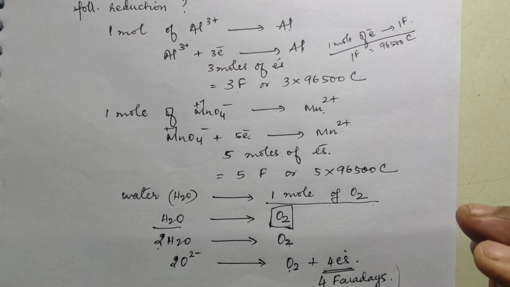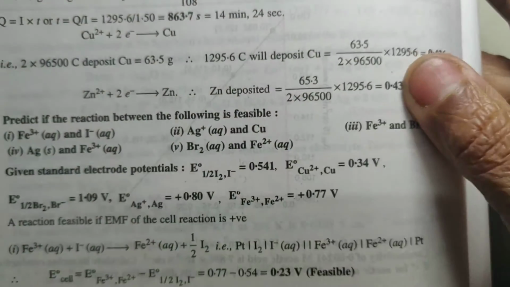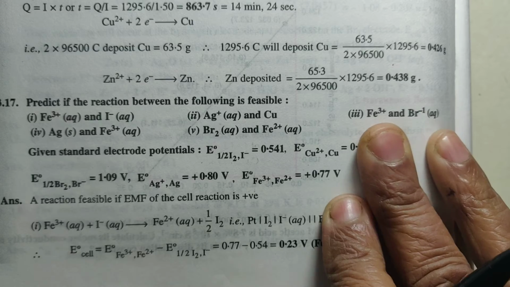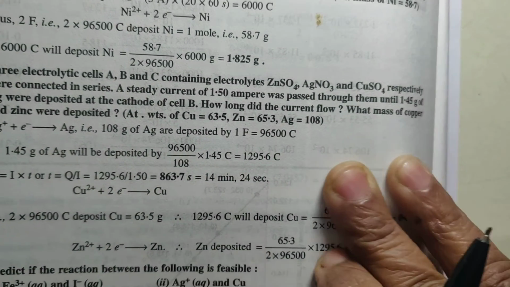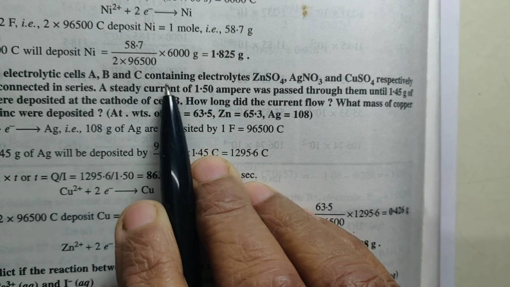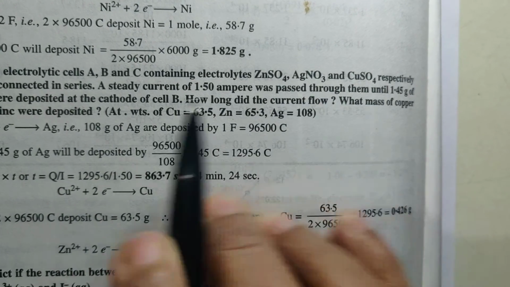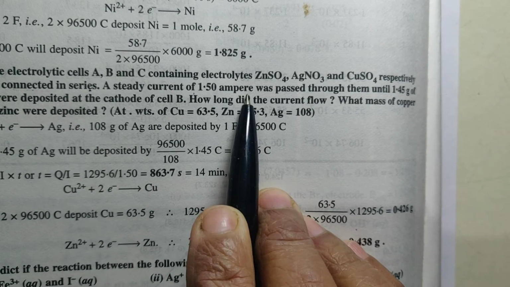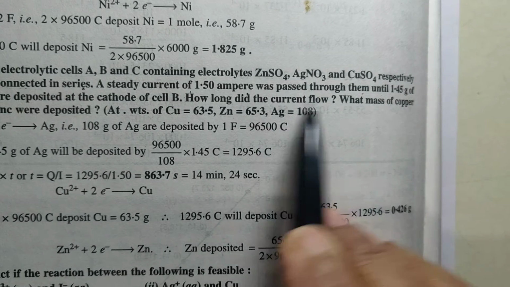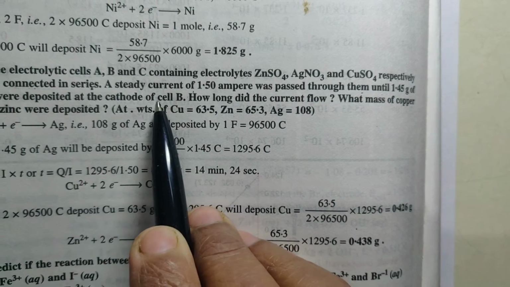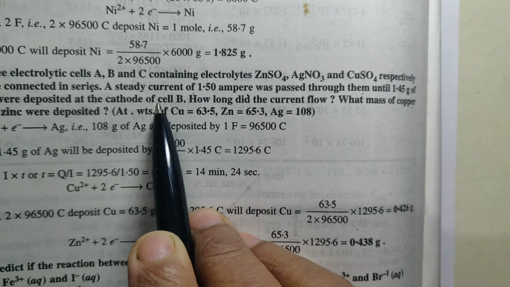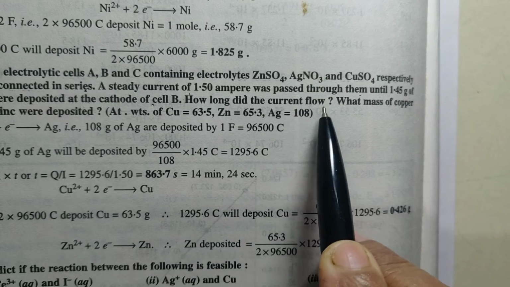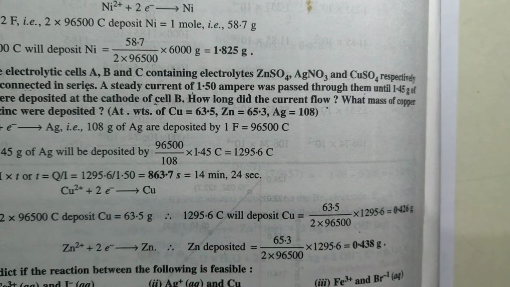Now, your NCERT question. There is an equation. 3 electrolytic cells A, B and C containing these electrolytes were connected in series. Now a steady current of 1.5 ampere was passed through them until 1.45 gram of silver was deposited at the cathode of the cell B. AgNO3 was the middle cell. How long did the current flow? What mass of copper and zinc were deposited?